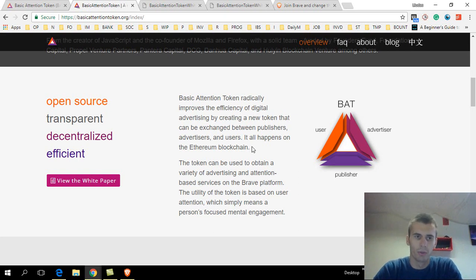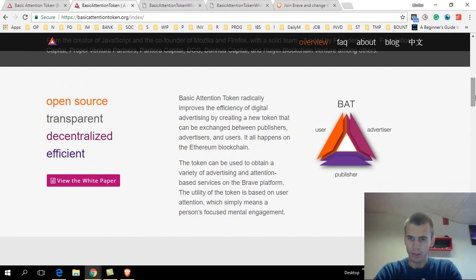There's plenty of tokens that are just sitting there. They have an idea, but the token is just like a stock, a share of a company. But here, it's going to be involved in the whole economics of this project, and it will be used in this new model of the internet, of browsing experience.